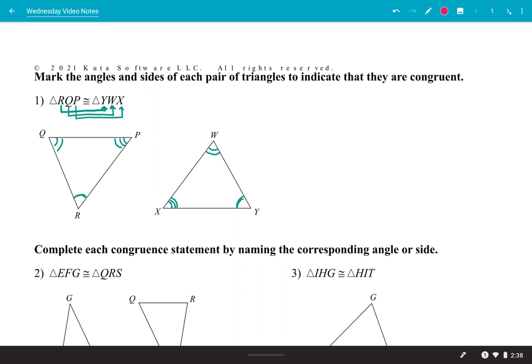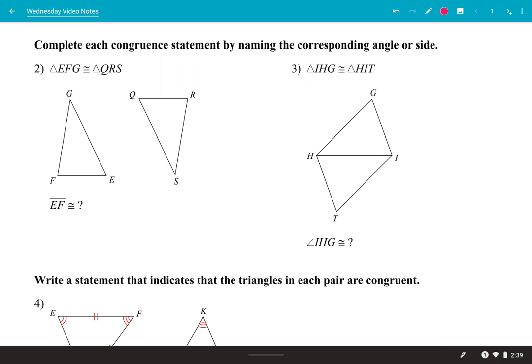Now we're going to label sides. So the first 2 letters are R to Q. I'm going to put 1 straight line, and it's going to match the first 2, Y, W. And then I'm going to go with the second 2, so Q to P. I'm going to put 2. W to X are the second 2, and I'm going to put 2. And the last side, I'm just going to put 3. And that's how you label it. So arcs are measured with a curved line, and sides are measured with a straight line.